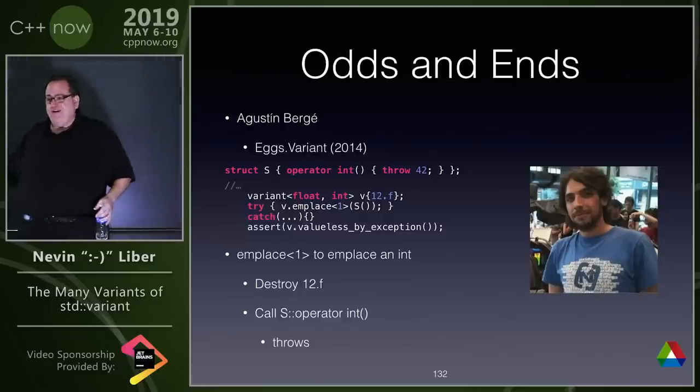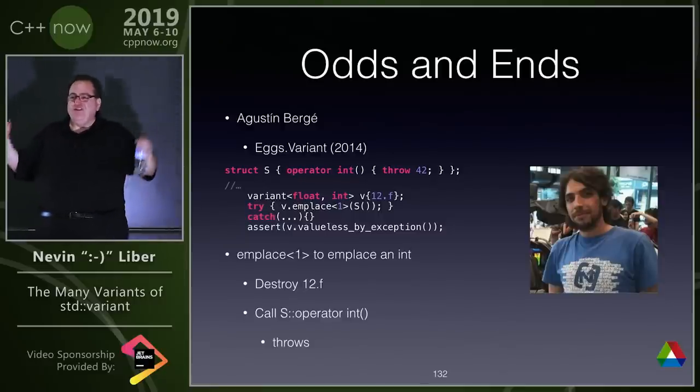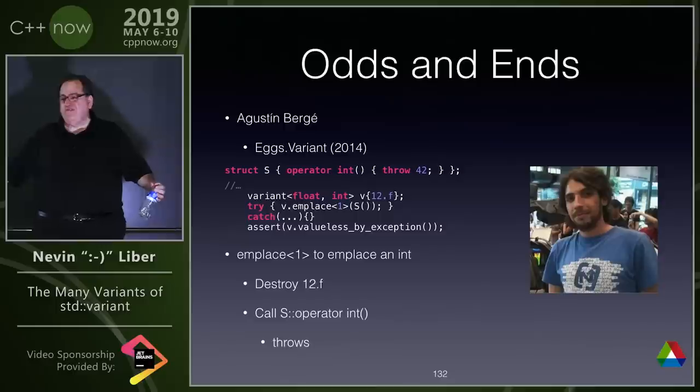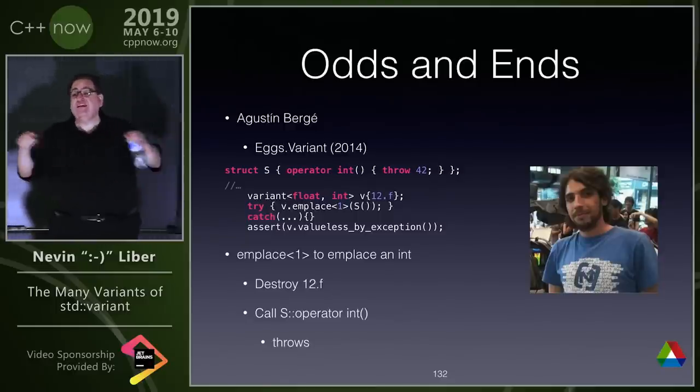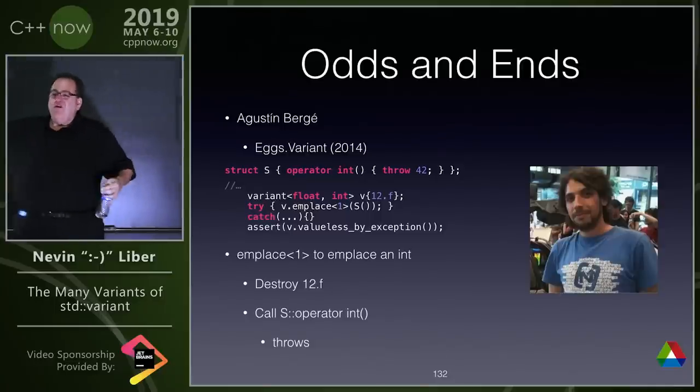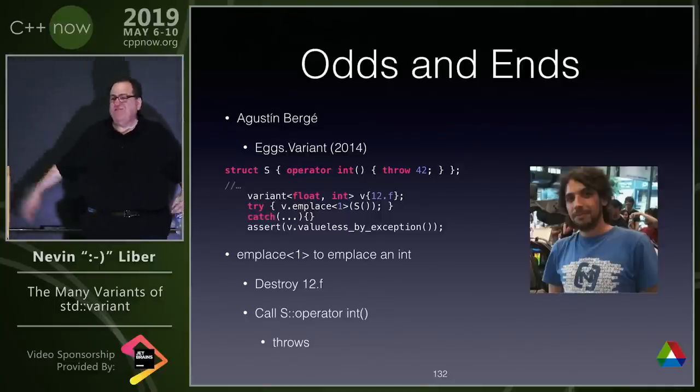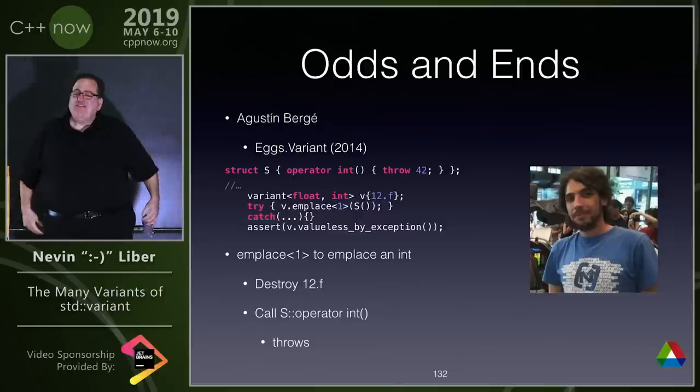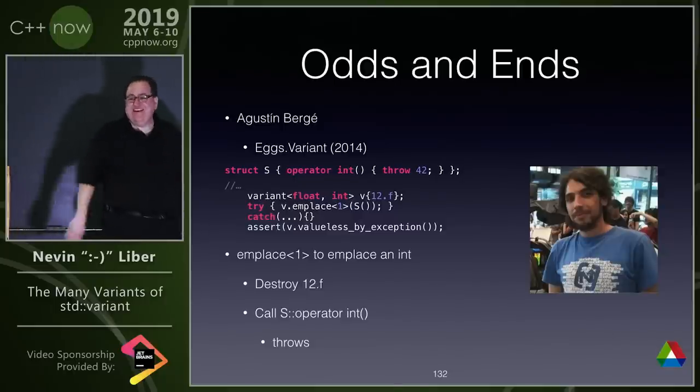If you use assignment, you can't get there, because the assignment throws and you're left with whatever the moved-from state is of the type it's holding. But if you use emplace, you have to destroy what's in there first and then construct, because in general you don't know which constructor is going to be called. So emplace always does construction and never assignment. So that can still get into that state.